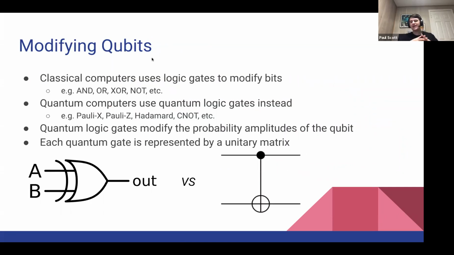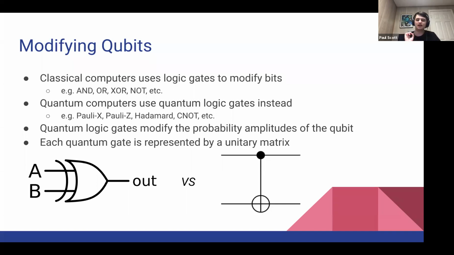Okay, so we have a basic understanding of a qubit, but what do we actually do with them? In classical computing, we can modify bits because we have logic gates. For example, we have AND gates, OR gates, XOR, NOT gates, and so on. We take bits as input and output bits based on the inputs. Quantum computers have the same idea. They have quantum logic gates. The ones we'll be going over are the Pauli-X gate, Pauli-Z gate, Hadamard, and CNOT gate. I'll explain what they do in a little bit.